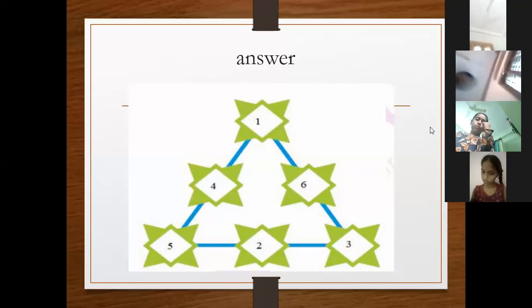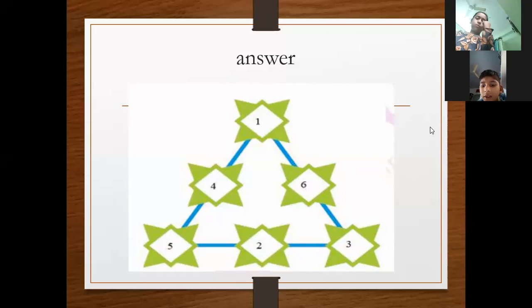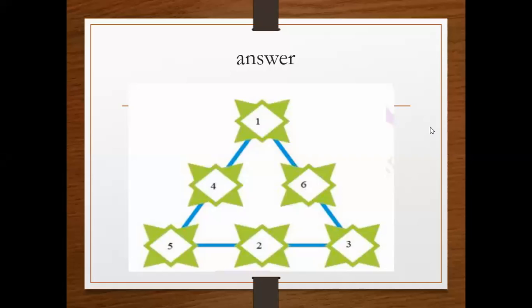Zareen, your camera is off. Rishika, your camera is off. Gyaneshwar, Pallavi, your cameras are off.